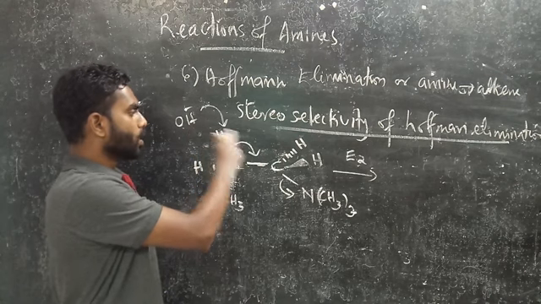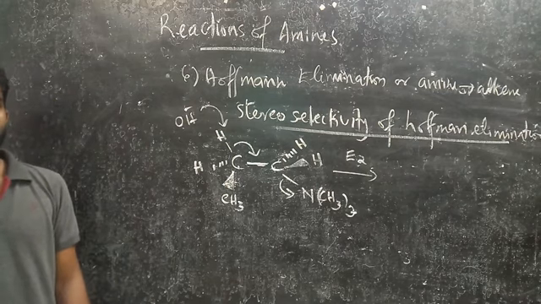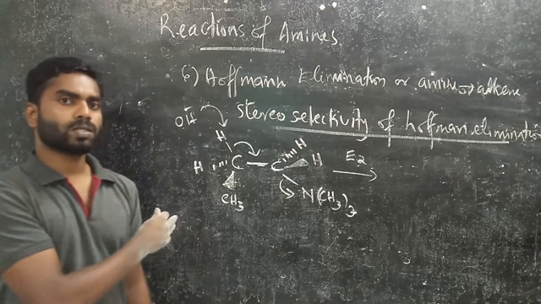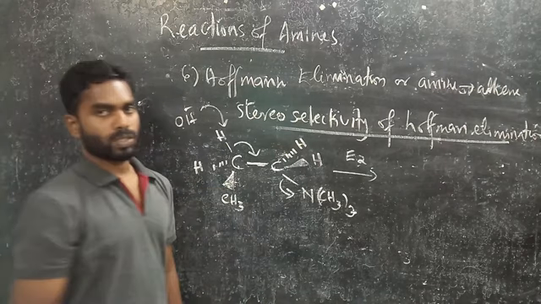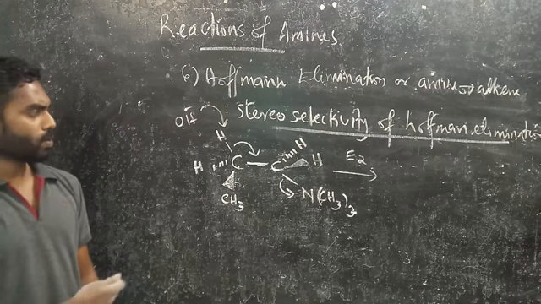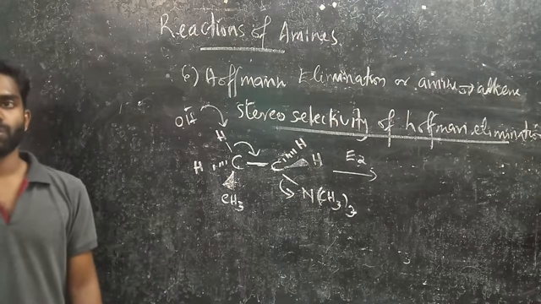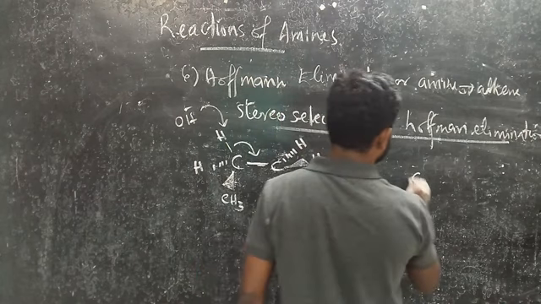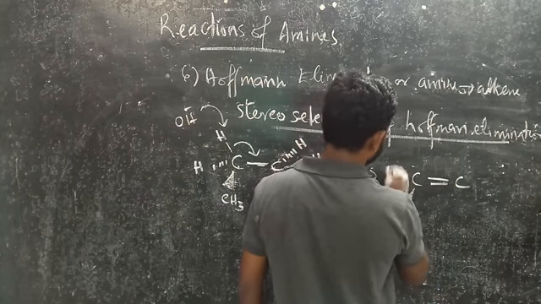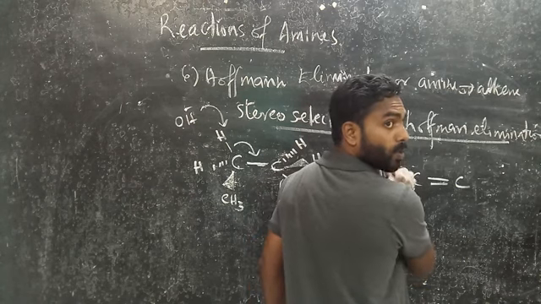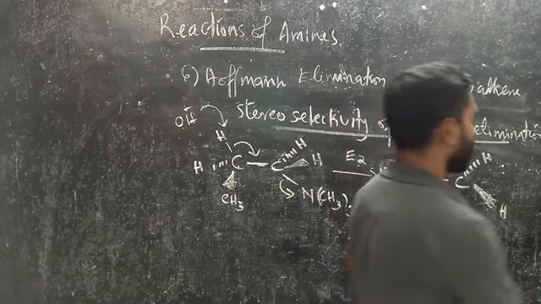What is the reason behind the E2? E2 means elimination bimolecular. Bimolecular means the slowest step involves two molecules, that is a base and this reagent. The anti means the H proton and N(CH3)3 are in the same plane but in anti position. We will get the alkene plus N(CH3)3.